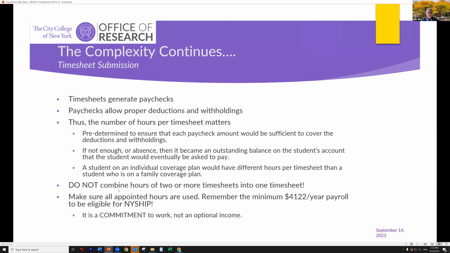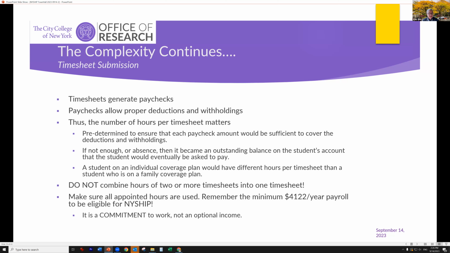Okay. So I want to emphasize, when you are reviewing the students' timesheets, make sure that they don't combine hours of 2 or more timesheets into just one timesheet. You want them to submit retroactive timesheets if they miss that, or because the appointment process delayed beyond the first or second timesheet submission. Actually, we already passed 2 timesheet submission deadlines. So if they miss those 2 or one of them, you need to make sure that they don't combine hours.